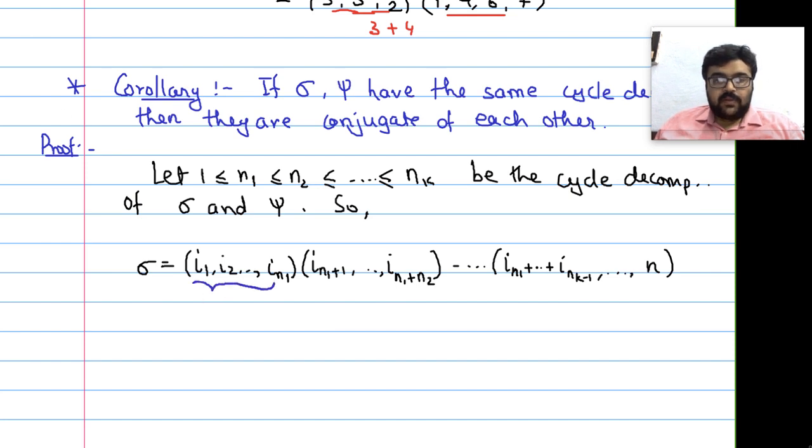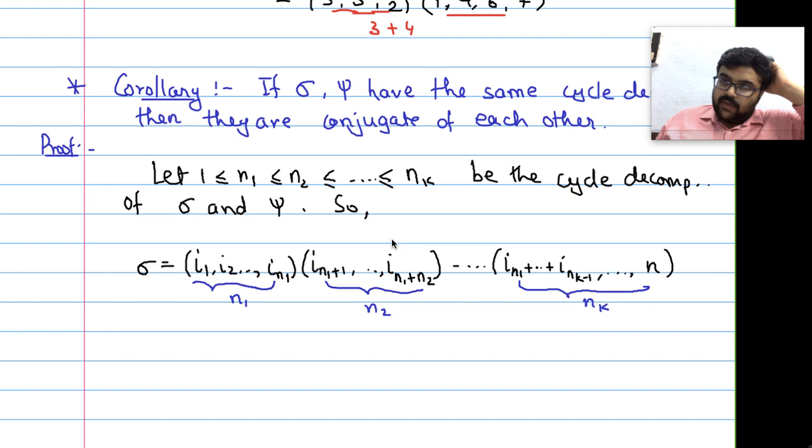So the length of this one is n1, then here again from 1 to n2: n1 plus 1, n1 plus 2, n1 plus 3, up to n1 plus n2. So the length here is n2, and so on. Finally the length here is nk, and the total n1 plus n2 plus so on, it's a cycle in Sn, right? So the sum of all this is going to be n.